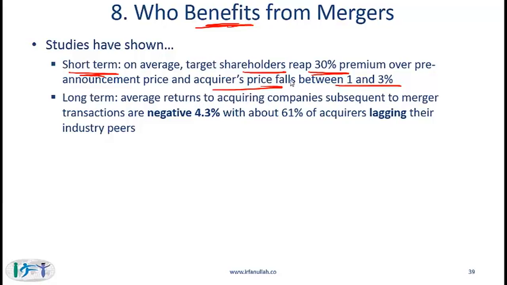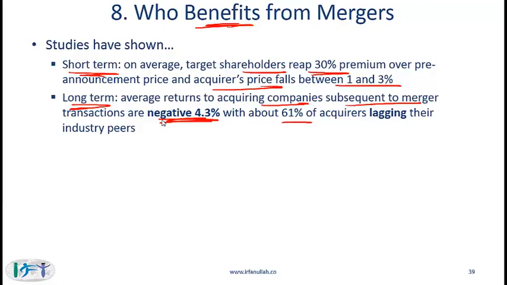So by and large, the market perceives this as good news for the target. Why? Mostly because the acquirers tend to overpay. What happens in the long term? And again, this is based on empirical studies. Average returns to acquiring companies subsequent to merger transactions are negative 4.3%, with about 61% of acquirers lagging their industry peers, so doing worse than industry peers. So at least if we go with historical evidence, unless you have a really compelling reason to acquire another company, you should not go for it.